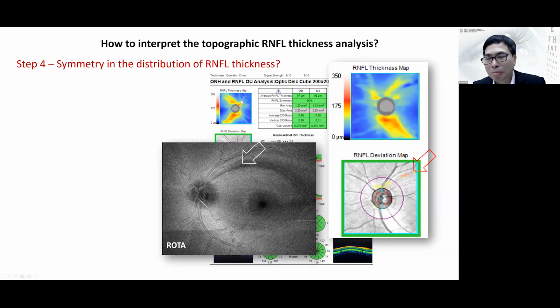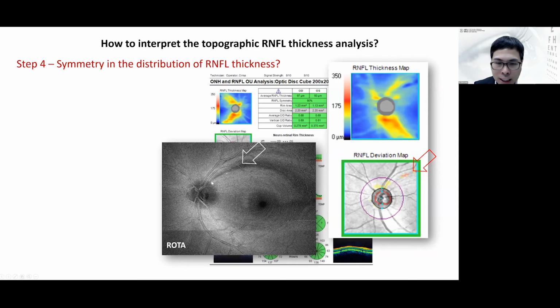Yes, it is difficult, but it is a useful hint for us to determine whether there's something abnormal here. Now, obviously, with ROTA, you can see pretty clearly there is a definite retinal nerve fiber defect over the supratemporal part of this eye. The reason why we don't see a wedge-shaped pattern is because this is a very early focal defect.